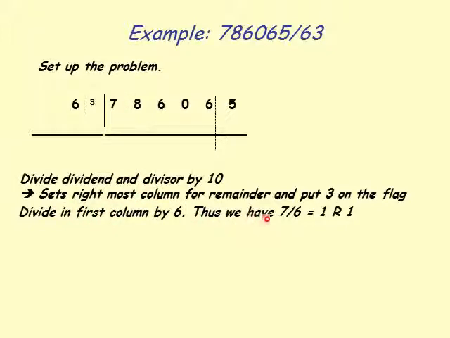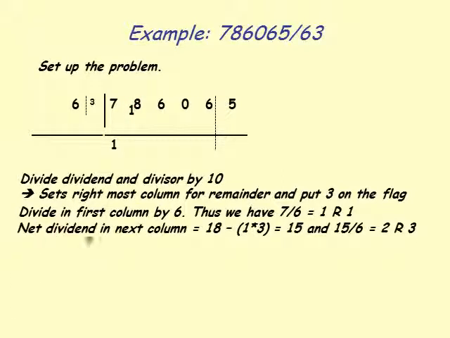7 divided by 6 is 1, remainder 1. Let's continue here. So 1, remainder 1. This 1 is like 10 for the next column. So it's 10 plus 8 is 18 in the next column so far. That's my gross dividend here. So the net dividend in the next column is 18 minus 3 times 1.